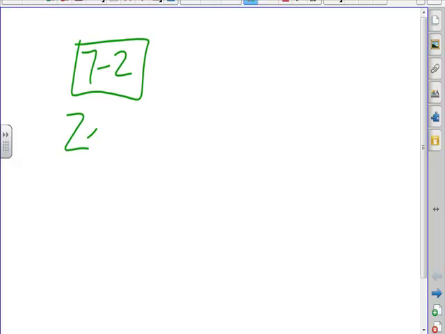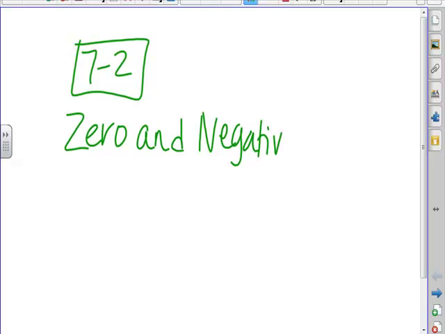Okay, chapter 7. Here we go. Section 7.2, 0 and negative exponents. And it is possible, this should feel like review also.